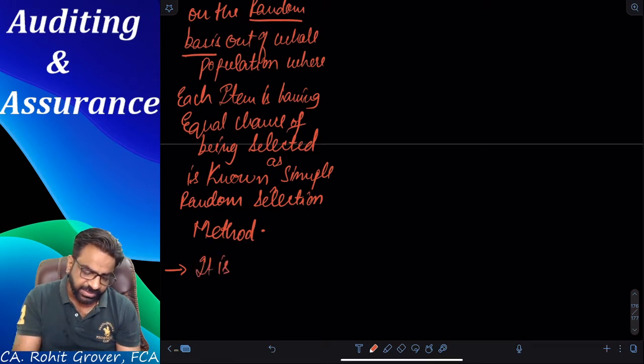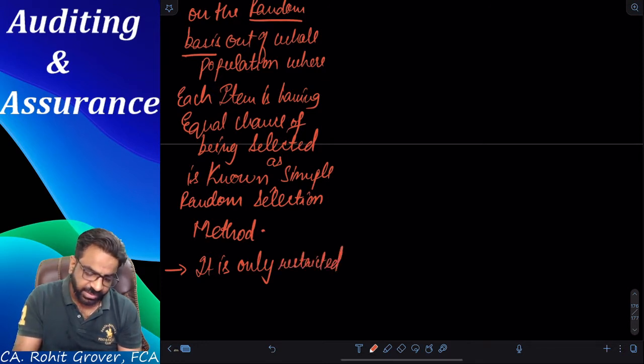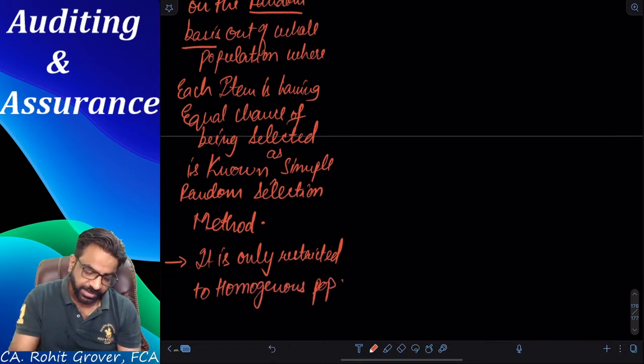Disadvantage number one, it is only restricted to which population? Tell me, everyone. Homogeneous. Yes, it is homogeneous. It is only restricted to homogeneous population.